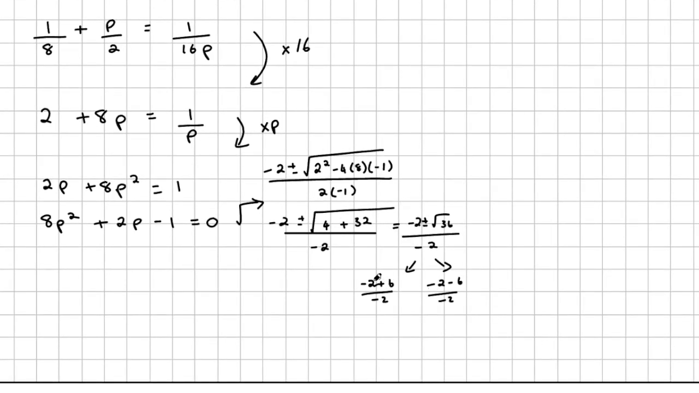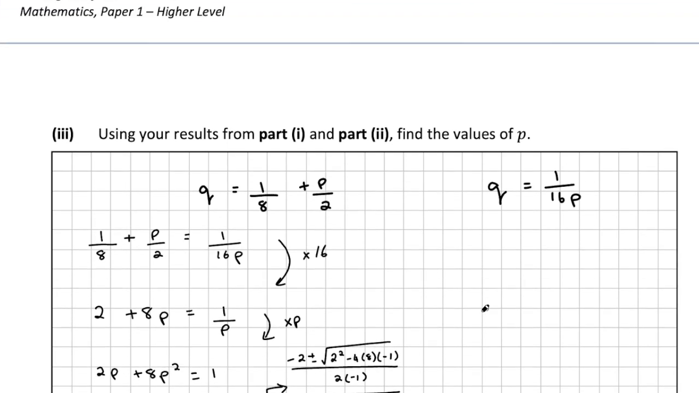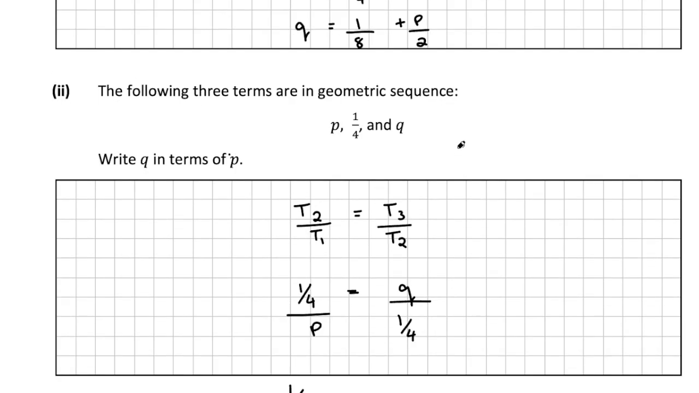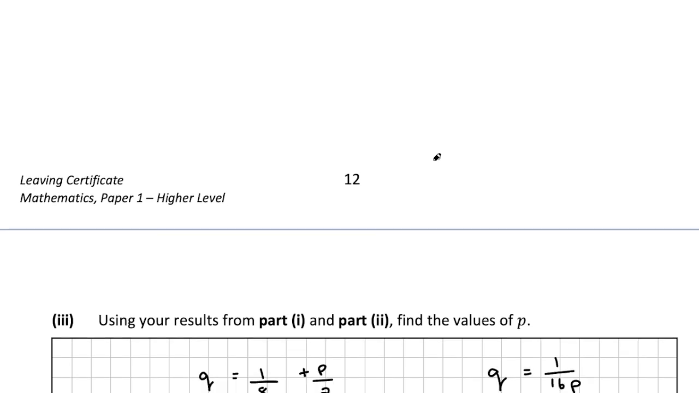So we're nearly there. Minus 2 plus 6 is going to be plus 4, divided by that is going to give me P is equal to minus 2. Over here, I'm going to have minus 2 minus 6 gives me minus 8, divided by minus 2, P is equal to 4. So there's my two values. Just a little bit of algebra. The only real sequences and series part there was knowing what to do when it's geometric, what to do when it's arithmetic. The rest was entirely algebra.